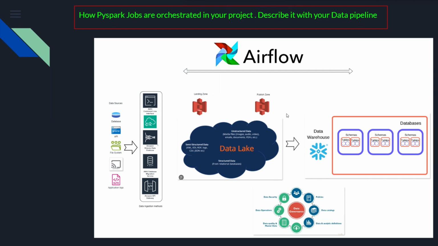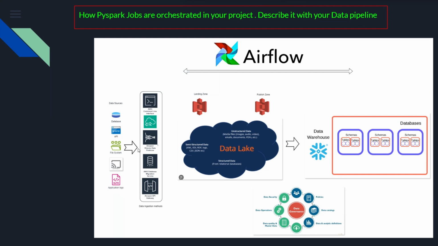So the question is about the orchestration of your data pipeline jobs. We are using Airflow for the orchestration. Initially, at the first level, we will be using some data ingestion services for pulling the data from sources. It may be DataSync, for transferring a large volume of data over the internet or AWS Direct Connect.